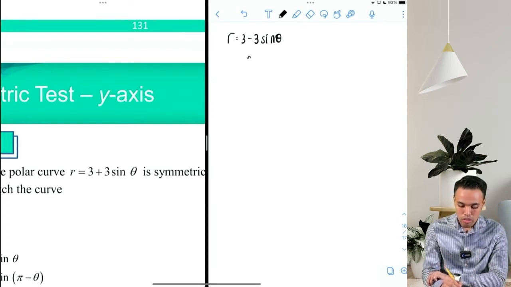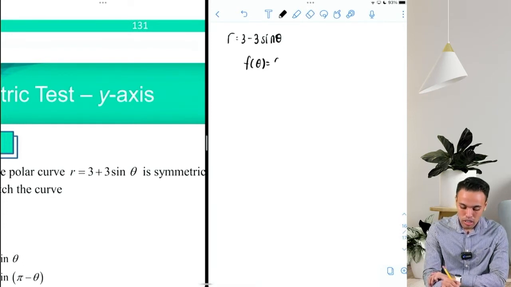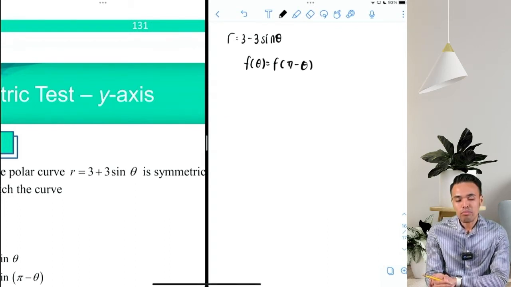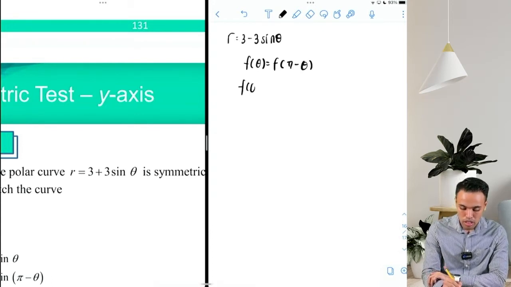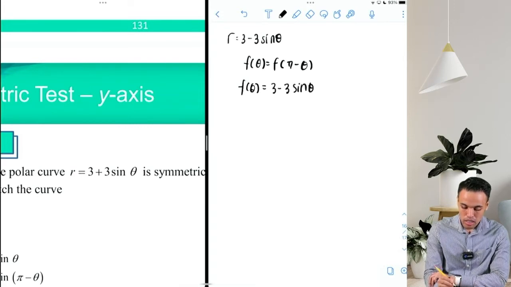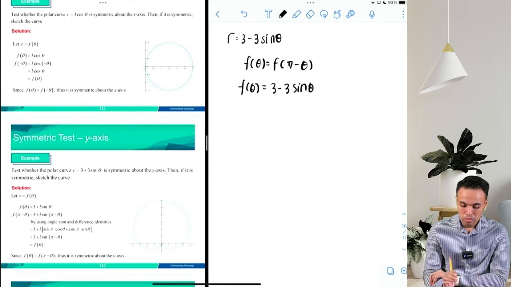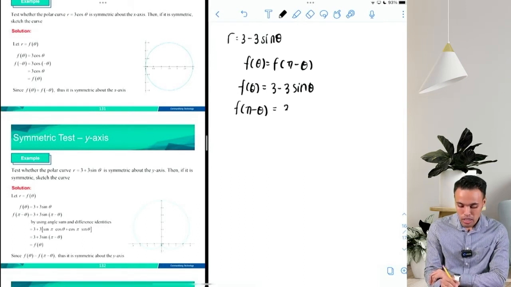You should know that you have to show that f theta is equal to f pi minus theta. When you have this kind of question, you should know what your f theta is. In this case, f theta equals 3 minus 3 sine theta. And at the same time, for f pi minus theta, you have to replace all theta with pi minus theta.